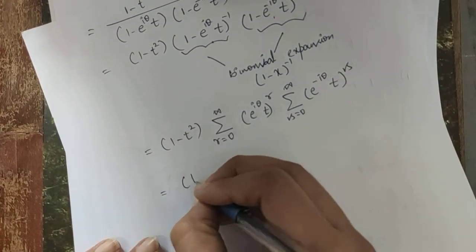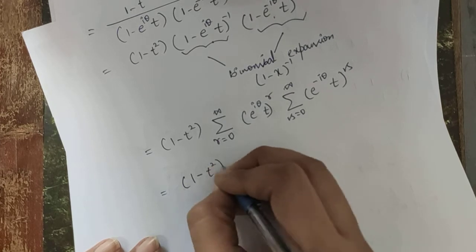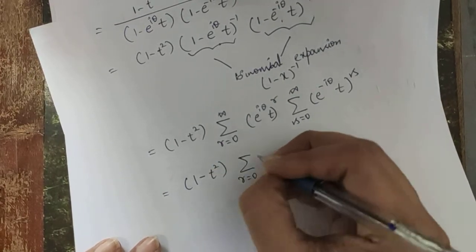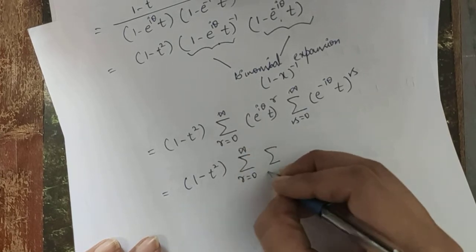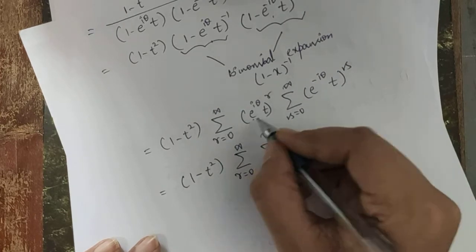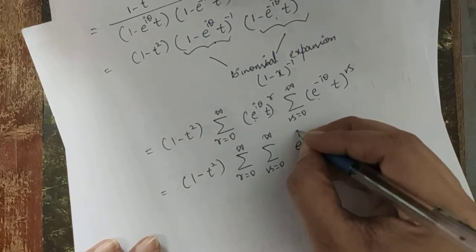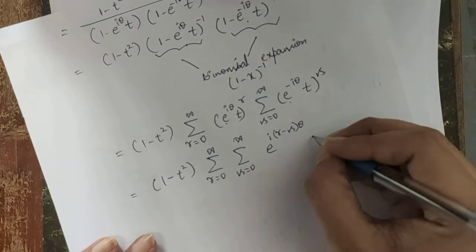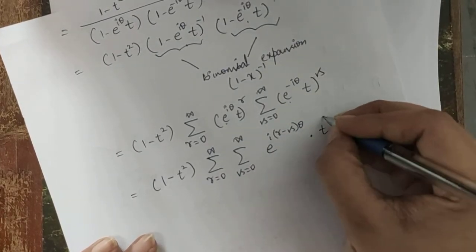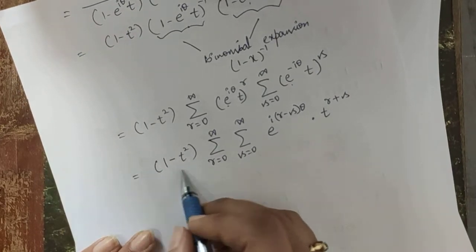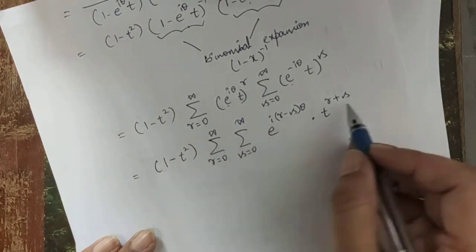So I can simplify further as (1 minus t square) into summation r is equal to 0 to infinity, summation s is equal to 0 to infinity, from these two terms, e power i into (r minus s) theta into t power (r plus s). Right? So I can multiply these terms with this now.